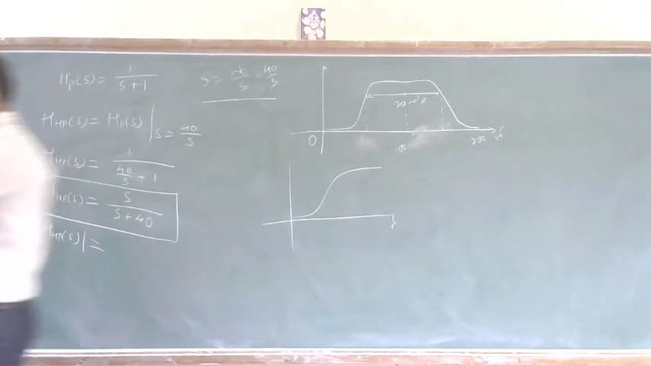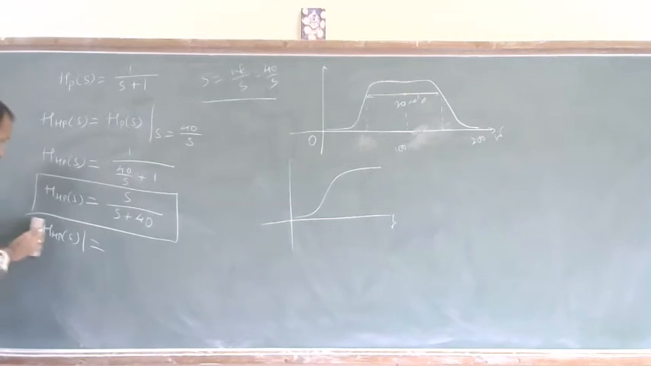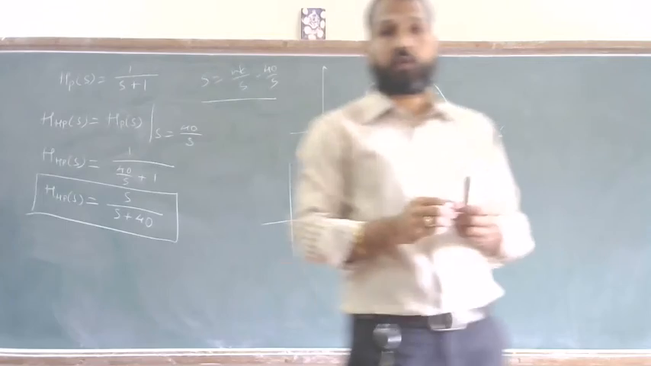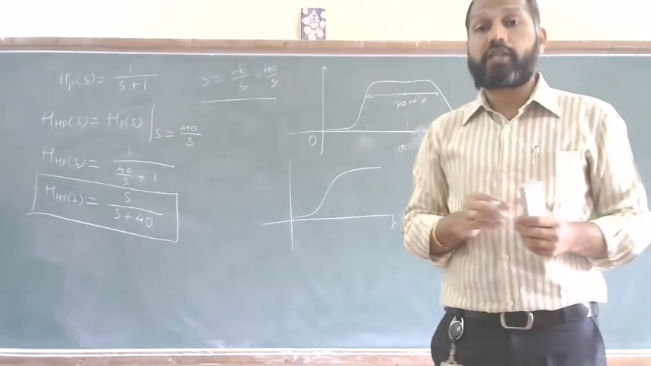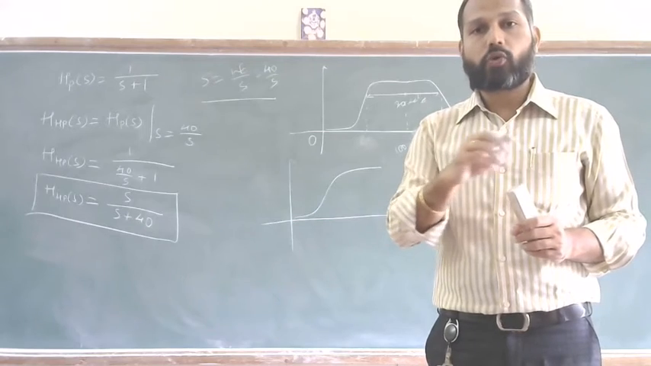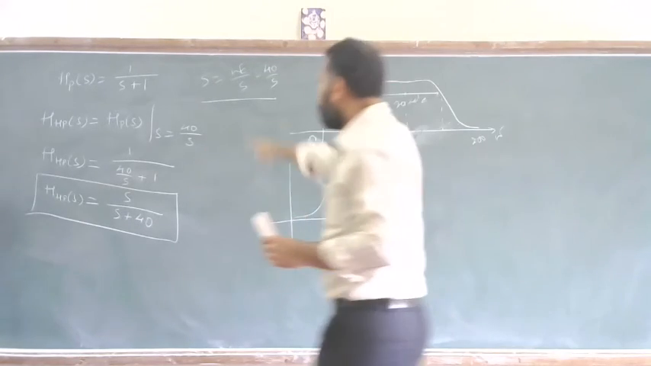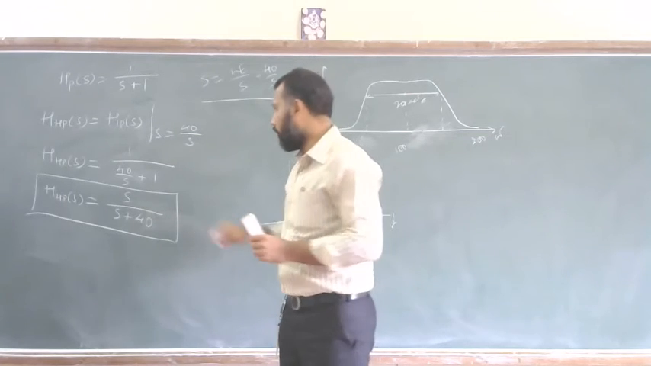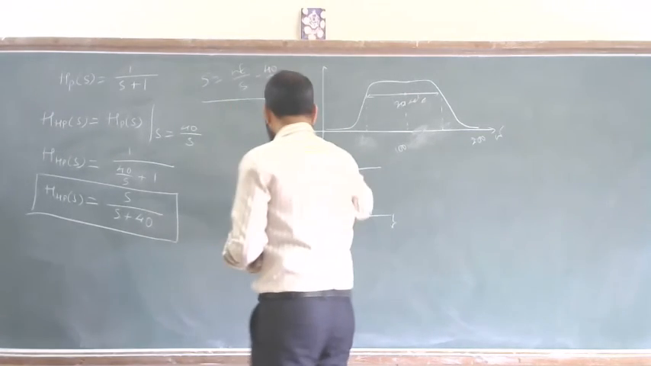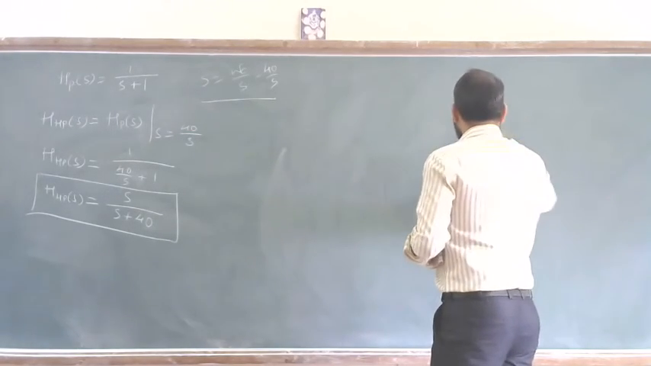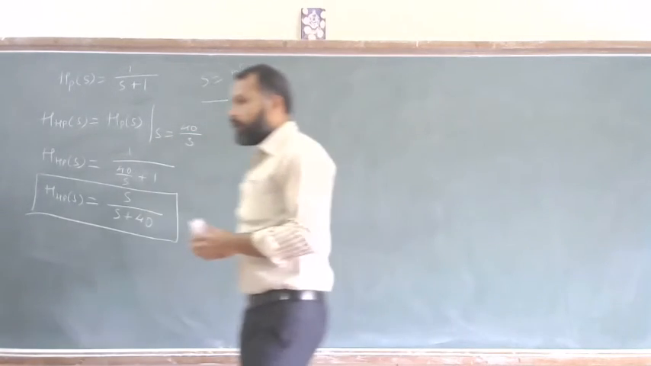But for that, you remember this. So this is the system function, or the transfer function, of a high pass filter that we need to design, which we obtain by converting the low pass prototype into high pass for 40 radians per second cutoff frequency. Is it okay?